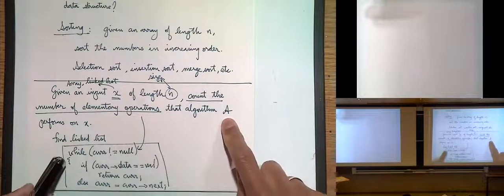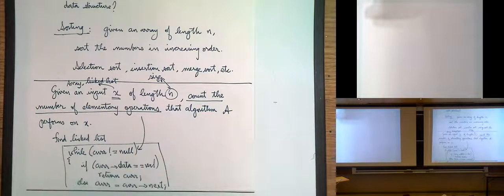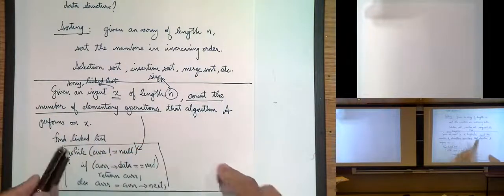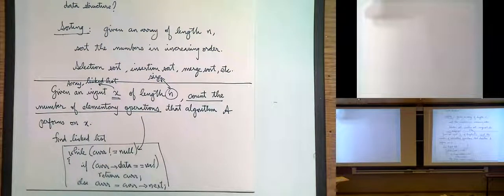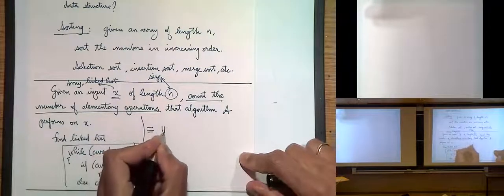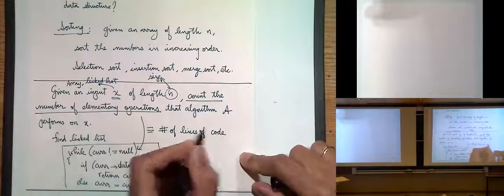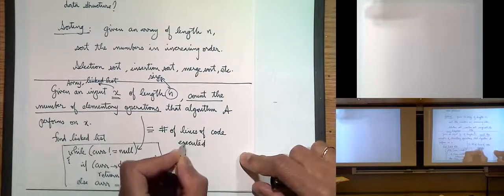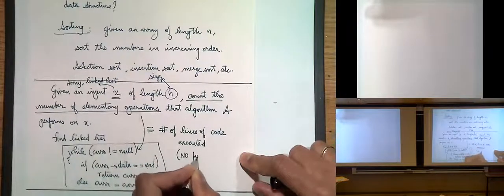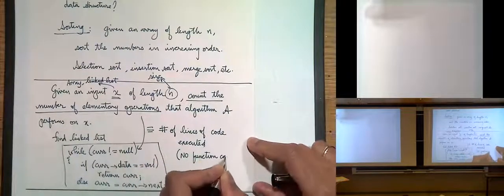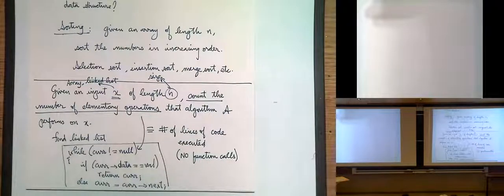Because realize that even though it's only 1, 2, 3, 4 lines of code, there's a loop. So the number of times that a line is executed could be a lot. And what you're counting here, the number of elementary operations, is kind of like the number of lines of code executed, and no function calls. Function calls are going to complicate the picture, because if you have a function call, then you have to go and count how many lines of code in that function are being executed.